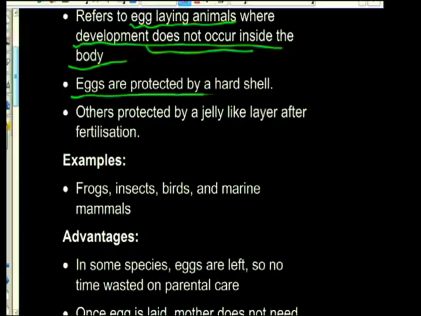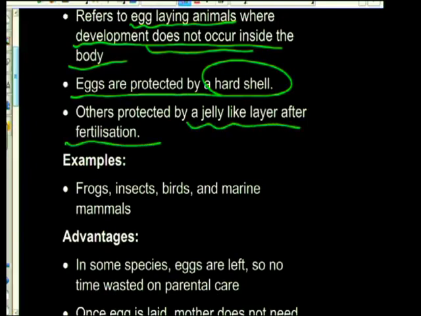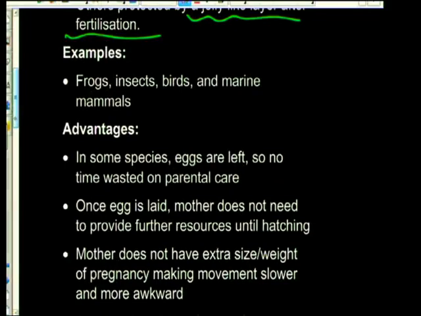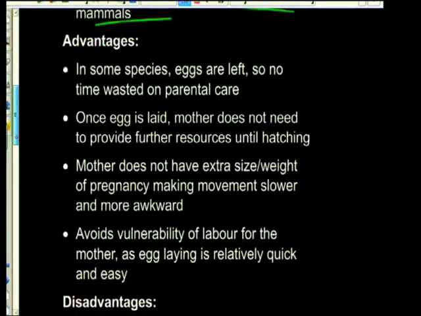Eggs are usually protected by a hard shell. Others may be protected by a jelly-like layer after fertilization. Like the frog's eggs, they are protected by a jelly-like layer. Examples: frogs, insects, birds, and marine mammals. Some fish may also be oviparous.